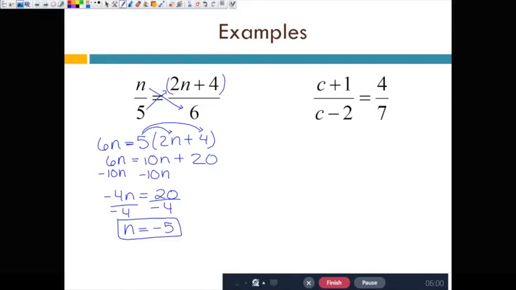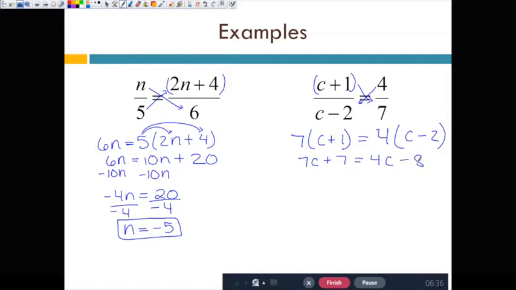Right, for this one, I have 2 sets that we're going to be distributing. So c plus 1 is all going to get multiplied by 7. So that's going to be 7 times c plus 1 equals, and then we're also going to be multiplying 4 times c minus 2. So I'm doing double distributing. So I'm going to do 7 times c, which is 7c, 7 times 1, which is 7, 4 times c, which is 4c, and 4 times negative 2, which is negative 8.